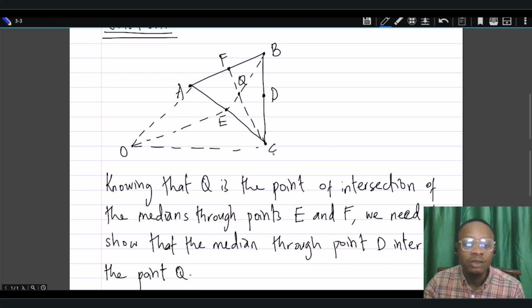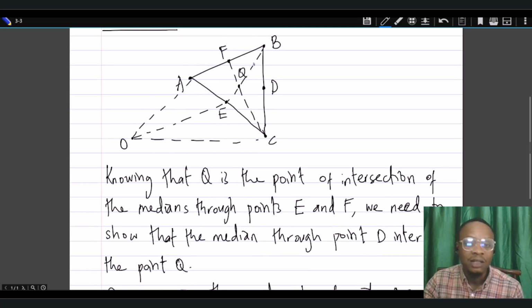So the vector CF and the vector CQ are on the same line. That means vector CQ and vector CF are collinear. And similarly, vector BQ and vector BE are collinear. So those are the things we can deduce from this.